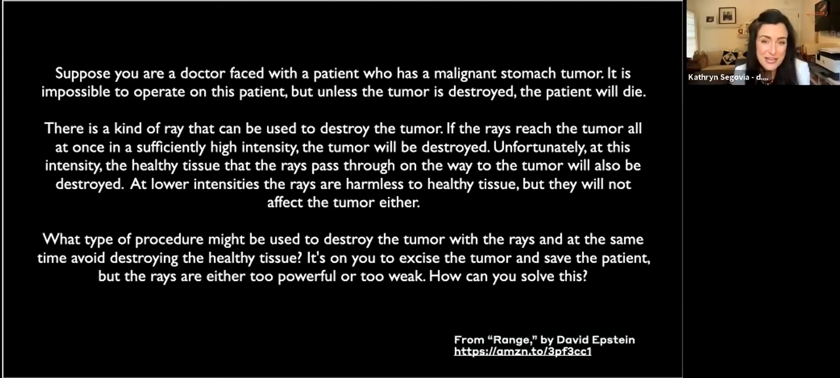Suppose you are a doctor faced with a patient who has a malignant stomach tumor. It is impossible to operate on this patient, but unless the tumor is destroyed, the patient will die. There is a kind of ray that can be used to destroy the tumor. If the rays reach the tumor all at once in a sufficiently high intensity, the tumor will be destroyed. Unfortunately, at this intensity, the healthy tissue that the rays pass through on the way to the tumor will also be destroyed. At lower intensities, the rays are harmless to healthy tissue, but they will not affect the tumor either. What type of procedure might be used to destroy the tumor with the rays and at the same time avoid destroying the healthy tissue? It's on you to excise the tumor and save the patient. But the rays are either too powerful or too weak.